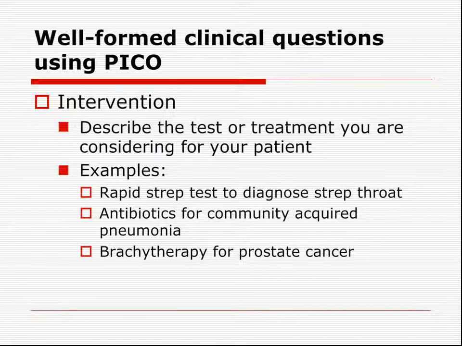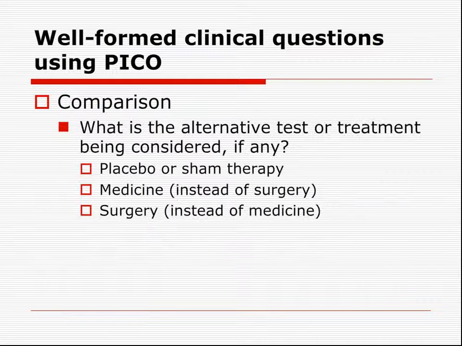Intervention just refers to the test or treatment. So it might be a rapid test. Does using this rapid test improve outcomes? Could be an antibiotic, could be a surgery, could be a drug therapy or a complementary alternative therapy.